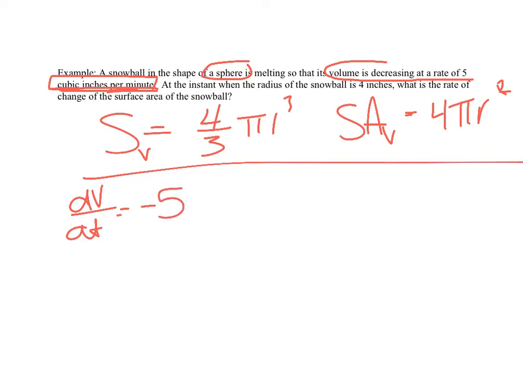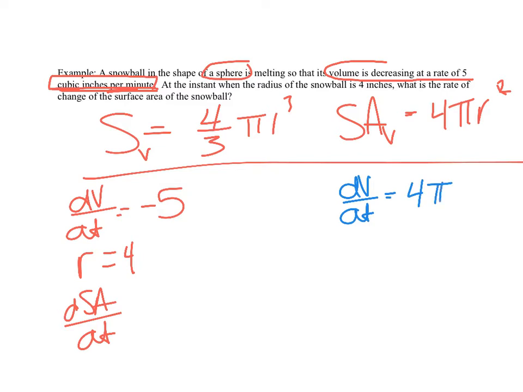At the instant when the radius is 4, what is the rate of change of the surface area? What is the derivative of the surface area? I always start with something they give me. They give me dV/dt, so I should probably take the derivative of surface area. So I'm going to say dV/dt equals 4 pi r squared.